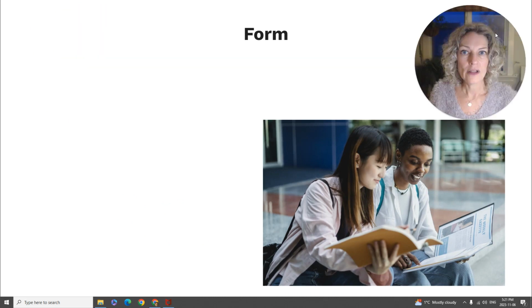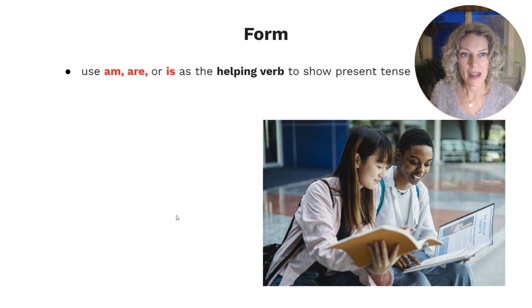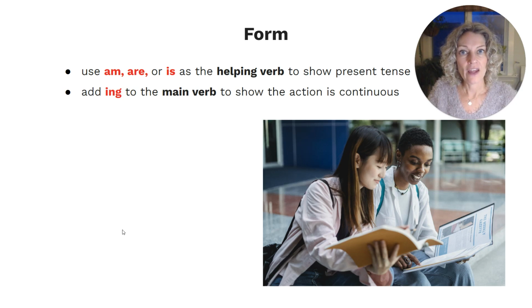Now let's have a look at the form of this verb. So the form is the way that you make it. So to make this verb tense, you need to use am, are, or is. So those are all present tense forms of the helping verb be, and that shows present tense. And then you need to add ing to the main verb to show that the action is continuous.